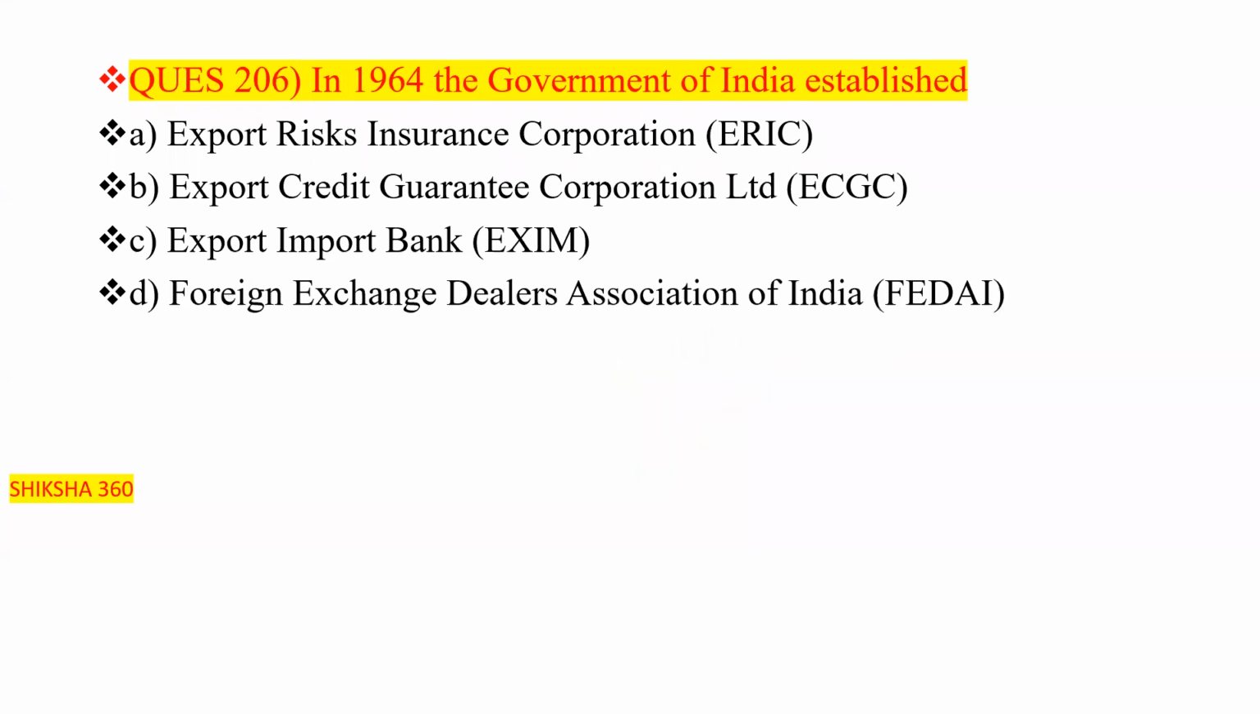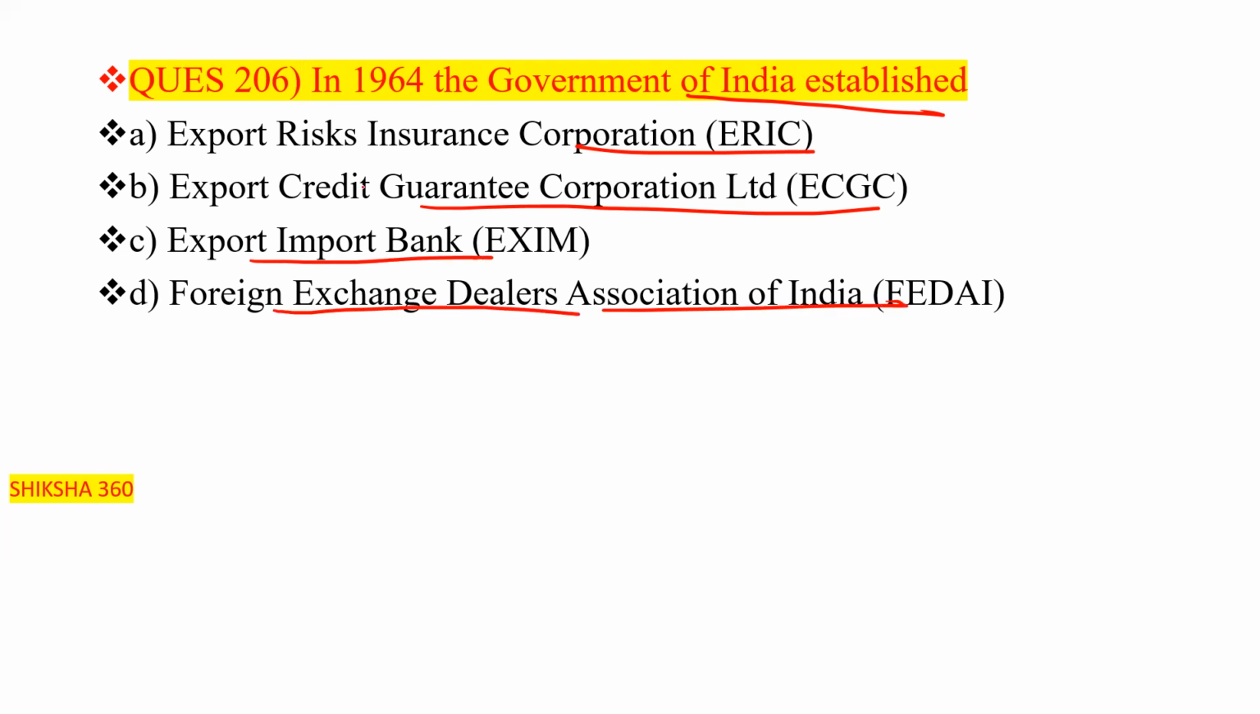In 1964, what did the Government of India establish? One student has already answered that question. ERIC, ECGC, EXIM Bank, or FEDAI, the Foreign Exchange Dealers Association of India. So in 1964, the Government of India established Export Risk Insurance Corporation, Export Credit Guarantee Corporation Limited, Export Import Bank, or Foreign Exchange Dealers Association of India. So what is the correct answer? Option B is the correct answer, that is Export Credit Guarantee Corporation Limited.